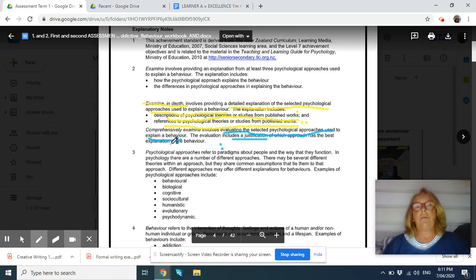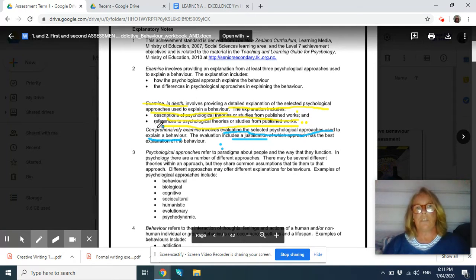Here you would need to go back to the details that you provided in your account of your celebrity and use those to justify your decisions. So justify why your celebrity developed that addiction, and talk about what you think is the best explanation. So we will have a look at an exemplar in order for you to see what this looks like.